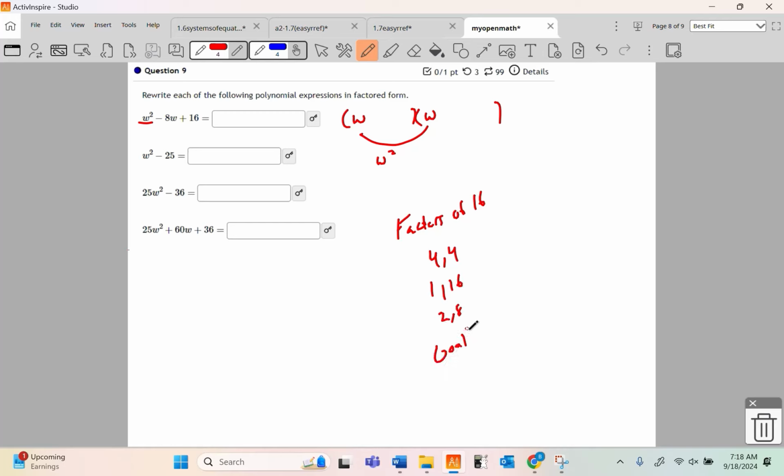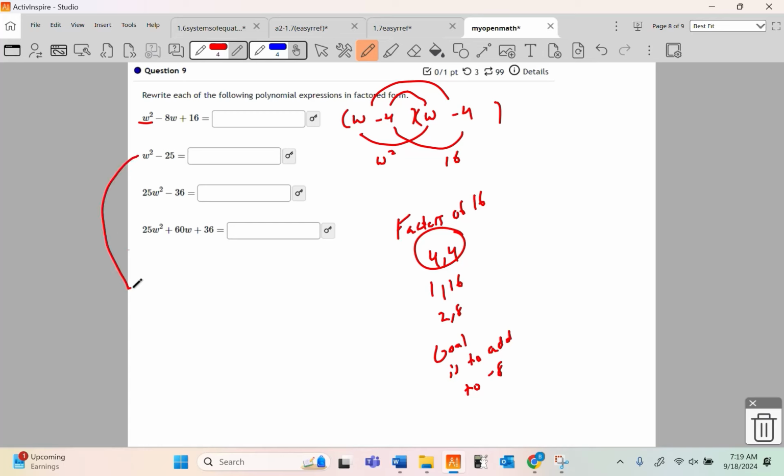And the goal is to add to negative 8. Only 4 and 4 are going to do that. Minus 4, minus 4. And this works because that makes positive 16 whenever you do that. And negative 4w minus 4w is negative 8w. It ain't hard.